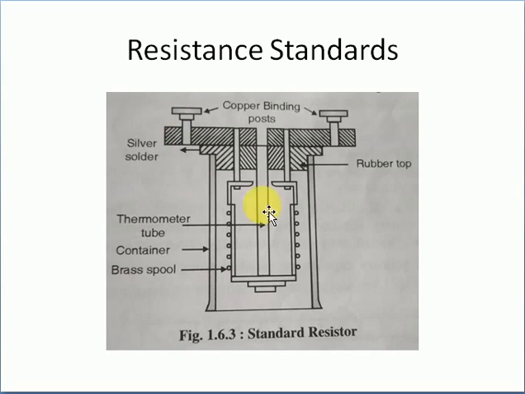Okay, this is the simple construction of a typical standard resistance. An alloy like manganin is used for the resistance wire, such that the temperature coefficient is low. So there are some properties in the book you have seen. The resistance coil of such an alloy is so wound that it has reduced stresses on itself.